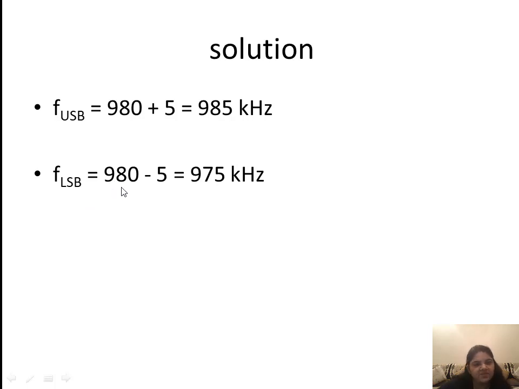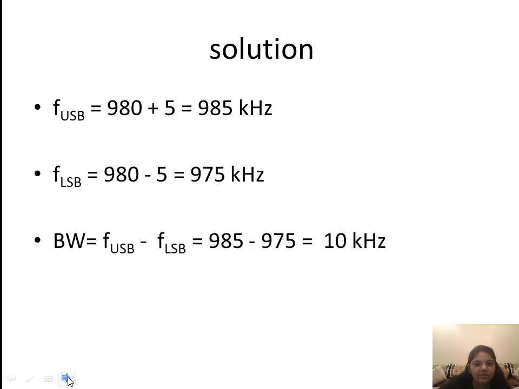So the bandwidth, how can we find out? Upper sideband frequency minus lower sideband frequency. So it is 985 minus 975, which is 10 kilohertz. Similarly, we can also find the bandwidth in a simple way: it is twice FM. FM is 5 kilohertz, so 2 multiplied by 5 is equal to 10 kilohertz.